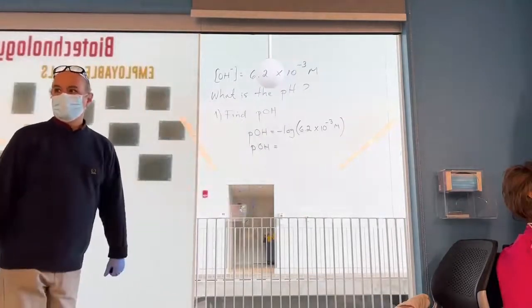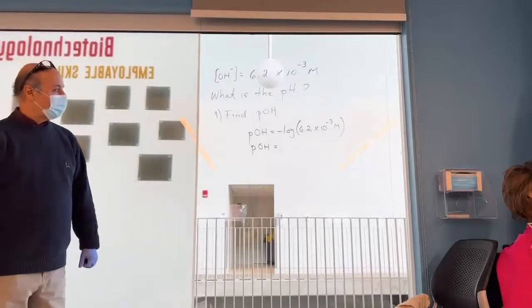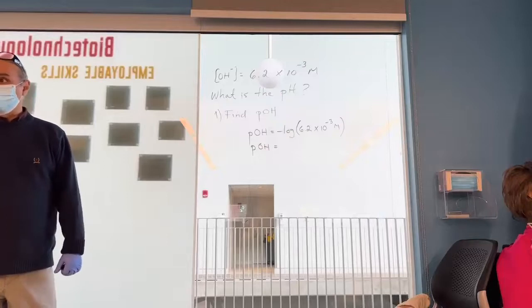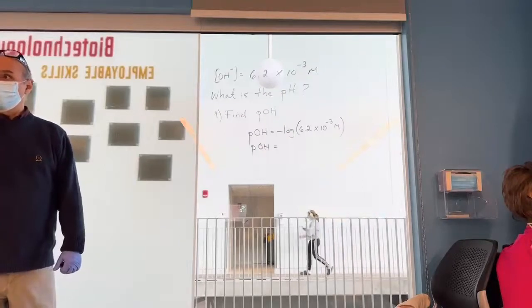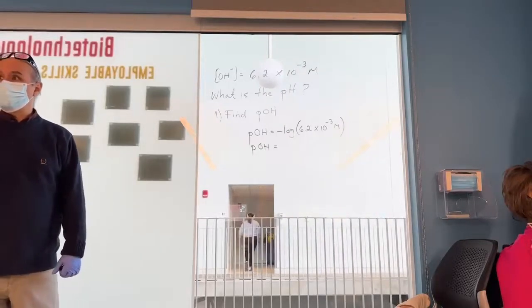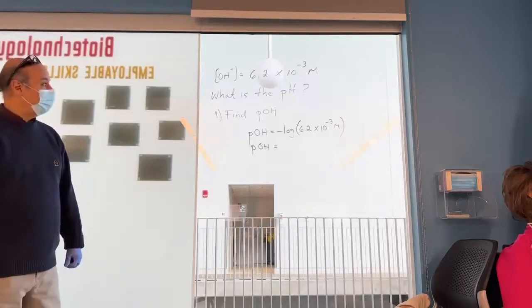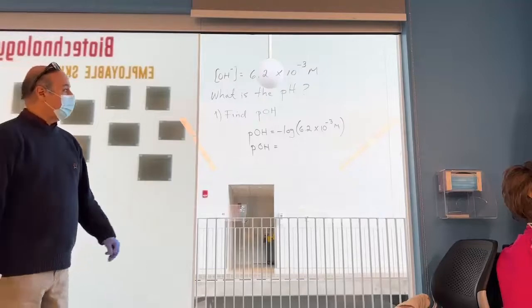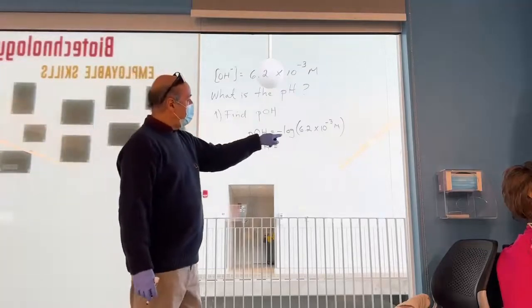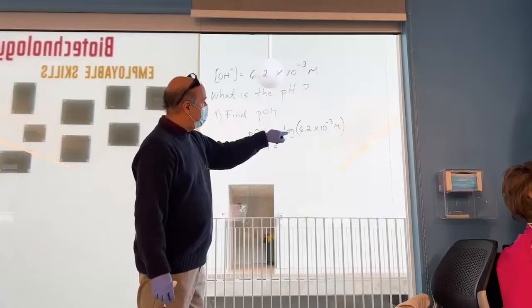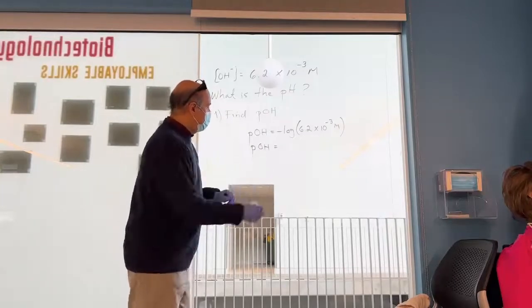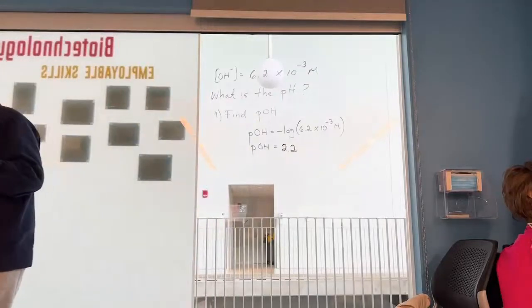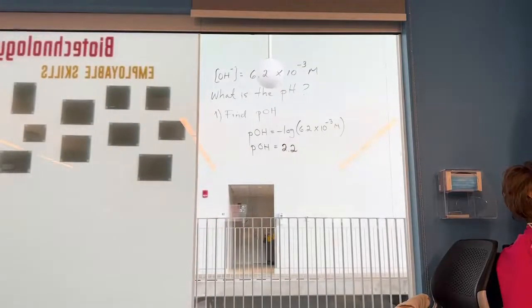How I did it was negative log of 6.2 times 10 to the negative 3. That's fine, that works. And what do you get? I got 2.2. And anybody else can confirm that? 2.2? So, using your own calculator, please do the negative log of that number, and you should be getting 2.2. That value sounds right to me.